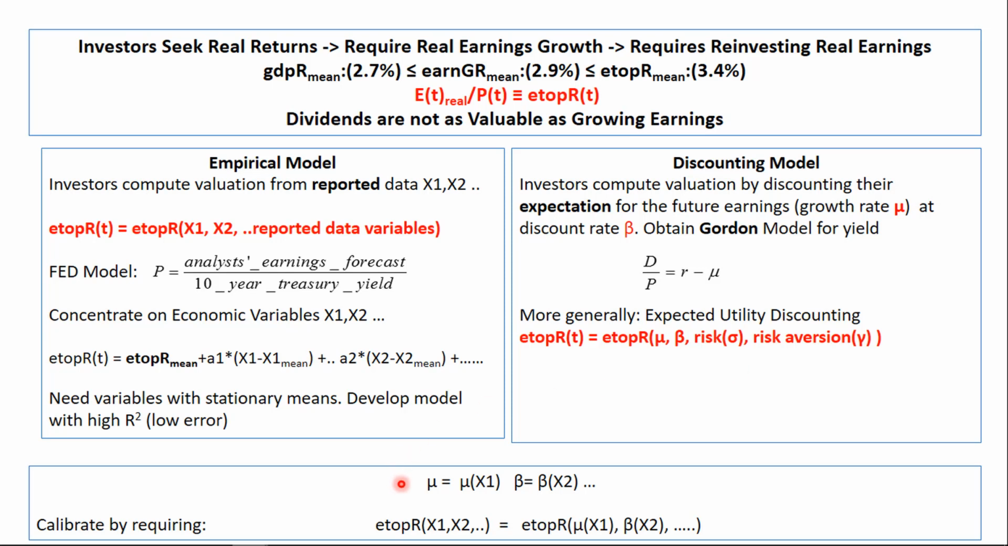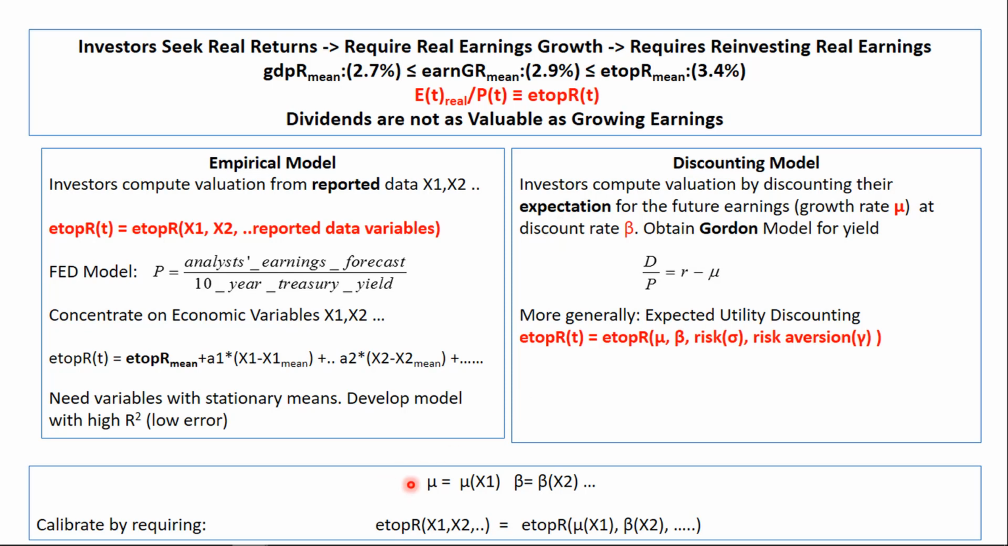So what's required to have a complete model is a connection between the empirical model and the discounting model. It's certainly true that the price changes in response to data variables. The question is, how do these data variables relate to the hidden parameters or assumed parameters and expectations of the discounting model? And that's what we're going to develop.